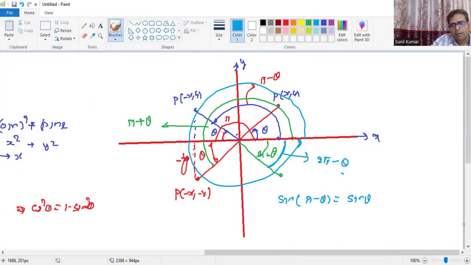Okay, so based on this concept we can say that sin of pi minus theta is sin theta. How? Here pi minus theta means second quadrant. Pi minus theta means theta जो हमारा है वो second quadrant में लाई करेगा, और second quadrant में sin and cosec पॉजिटिव होता है, रिमेनिंग हमारा नेगेटिव होता है.